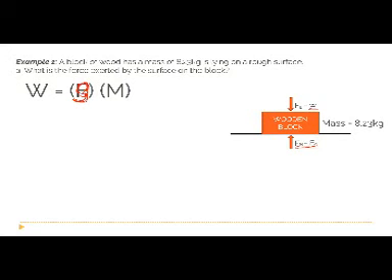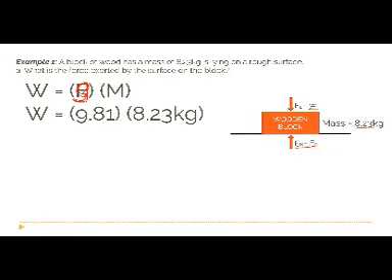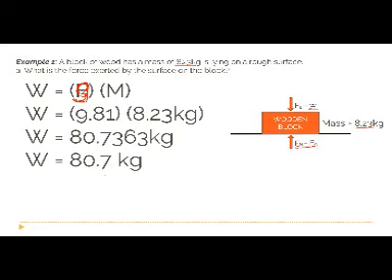So the weight is equal to gravity times the mass of the object. So if the mass of the object is equal to 8.23, then multiplied by 9.81. If we multiply these two, we have 80.7363 kilograms. Since we only have three significant figures, we round this to three significant figures, and that is equal to 80.7 kilograms.